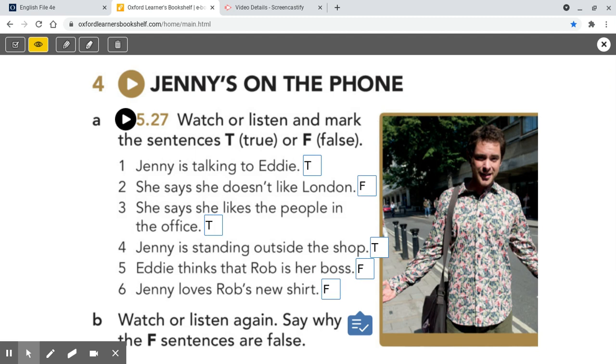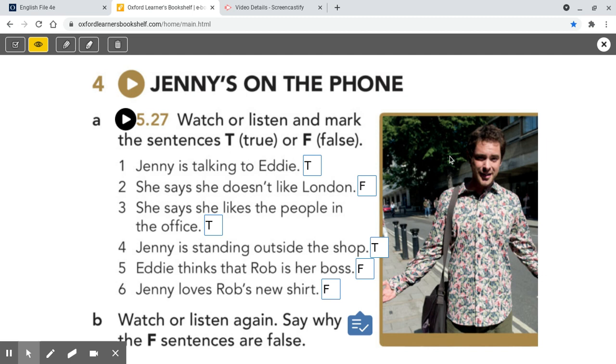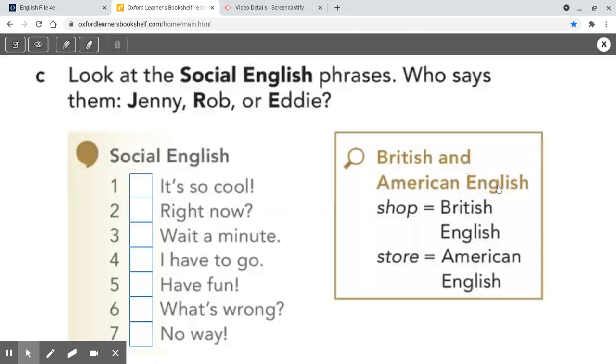Okay. Yep, Jenny's talking to Eddie. She likes the people in London. She likes the people in the office. She is standing outside the shop. Eddie thinks that Rob is her boss, but he doesn't. Sorry, he thinks he's her boss. He thinks he's the boyfriend, doesn't he? Look at this. Do you have a new boyfriend already? And then she doesn't like the shirt. She says, you can't wear that. Okay. And I agree. Do you agree?